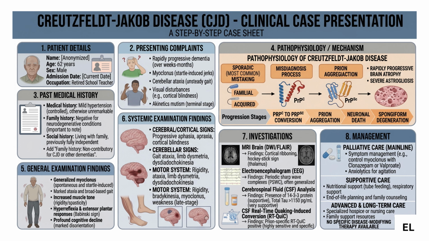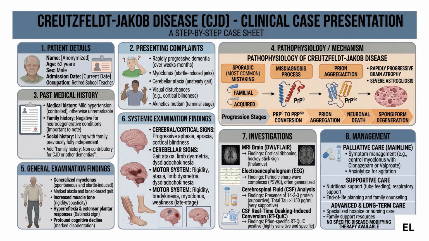In healthy individuals, cells produce a normal prion protein known as PrPC, which is harmless and plays roles in neuronal function. However, in CJD, this normal protein undergoes a structural transformation into a misfolded form called PrPSc. This abnormal protein has a different shape and biochemical properties. It becomes resistant to degradation and begins to accumulate within brain tissue.